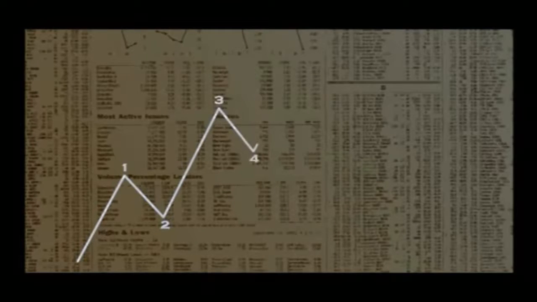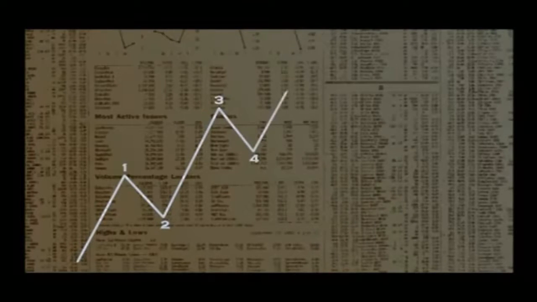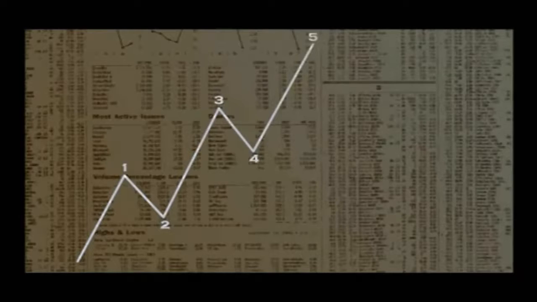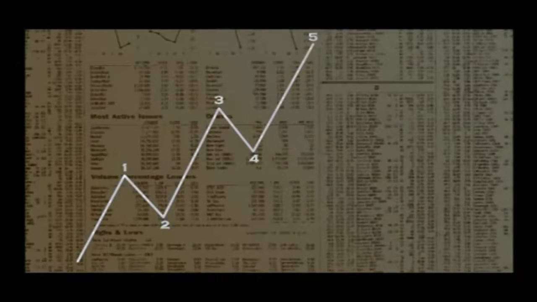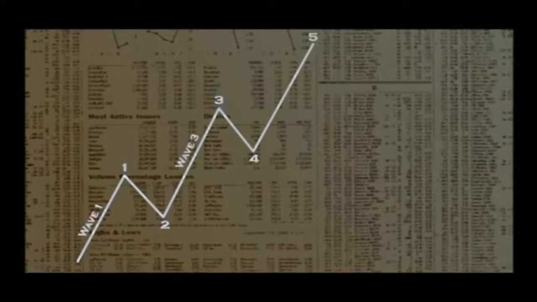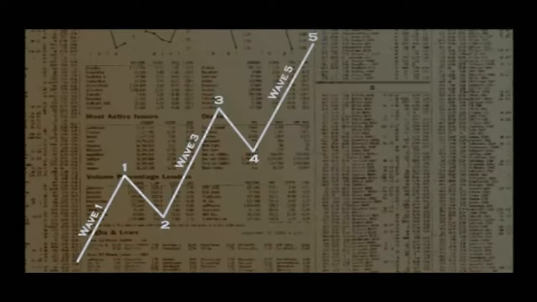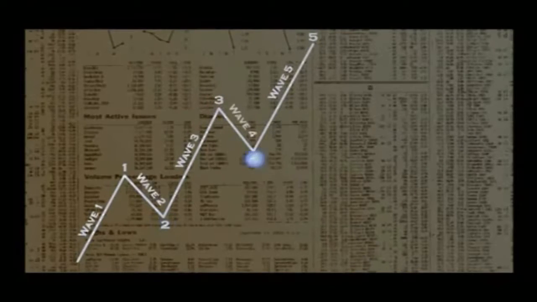The pattern occurs over and over again in the markets. Soon he realized that if you can identify where you are in the pattern, then you can predict where prices are likely to go next. The basic pattern unfolds in five waves. The three waves in the direction of the main trend are labeled 1, 3, and 5, which are separated by two interruptions labeled 2 and 4.